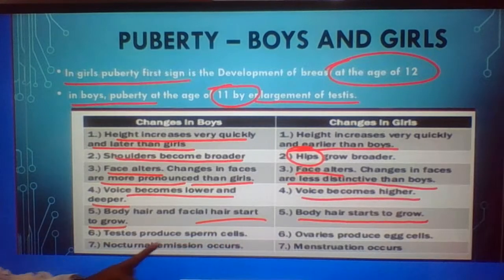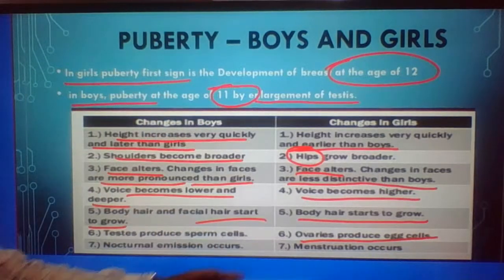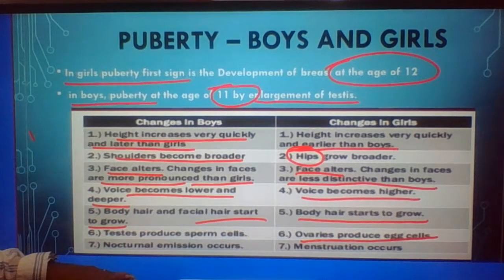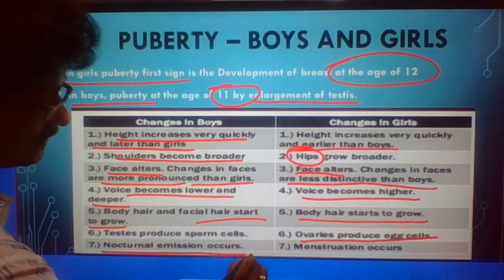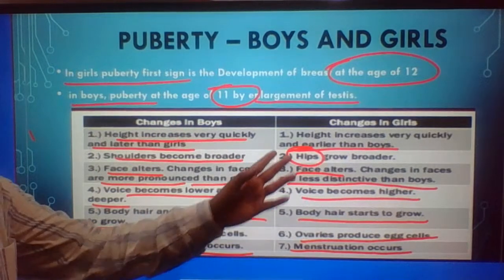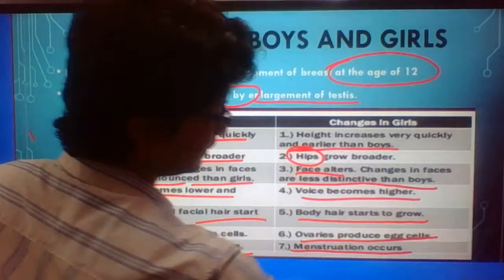Testis produces sperm cells in boys, whereas ovaries produce the egg cells in girls. Then nocturnal emission occurs. Menstruation does not occur here, because on the boys' side there is spermatogenesis, there is no menstrual cycle. Instead, something called nocturnal emission occurs. This is a sign that the boy attains puberty. But in females, what is the sign that she attains puberty? This can be confirmed by menstruation. The first menstrual cycle that begins confirms she attains puberty. So this is the difference between the puberty of boys and girls.